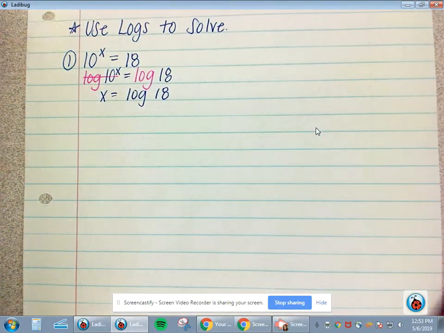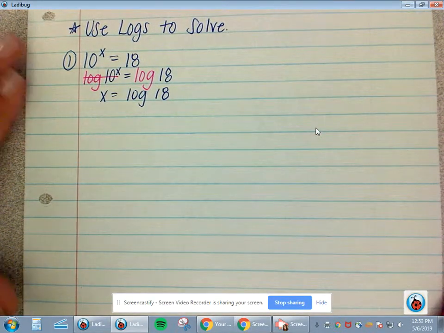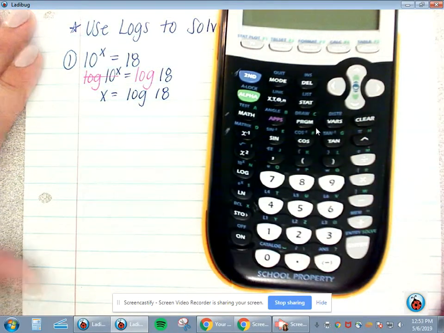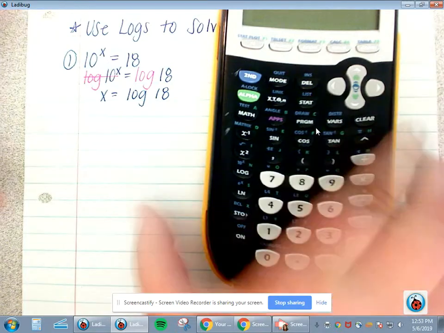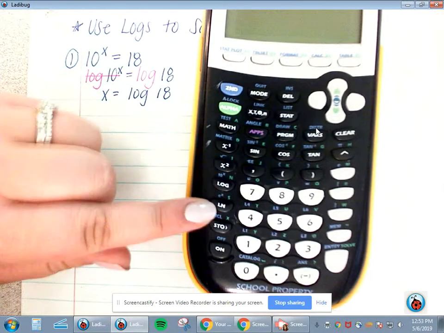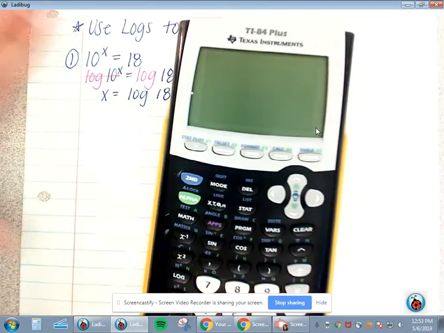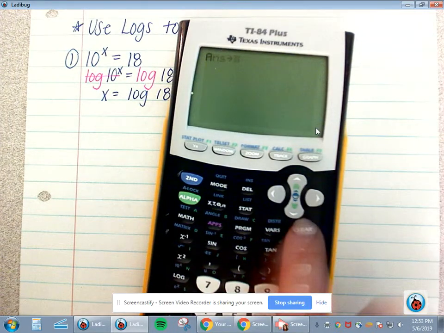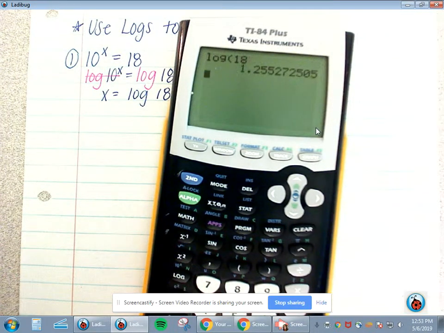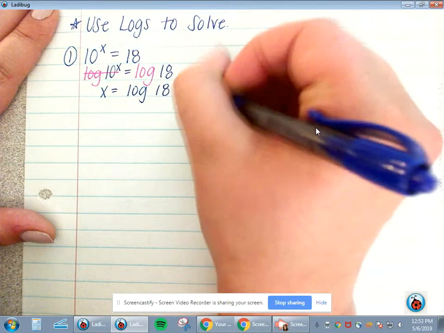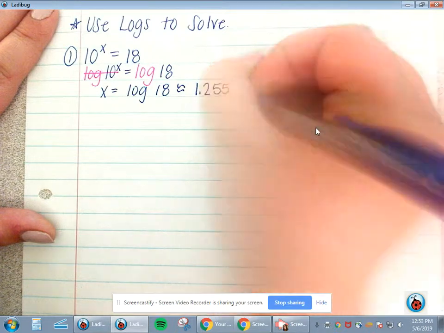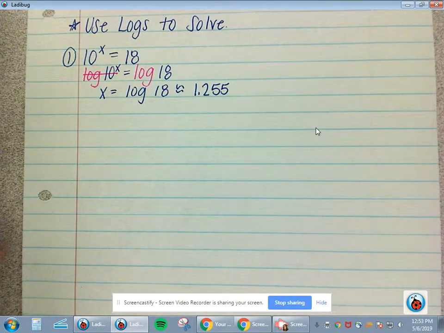Now, I want to get an actual answer for these. So on our calculator, there is a log button. You might not have known it was there all along, but it's right here. It's on any scientific calculator. Notice there's common log and natural log. So I can go common log of 18 is approximately 1.255. And that's about it. I'm not going to ask you to do checks of these ones.